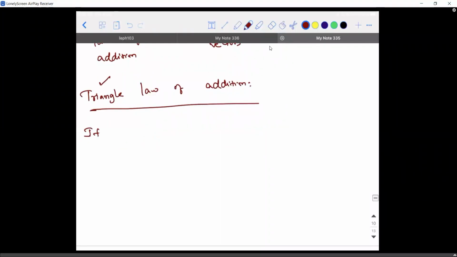Please write down the statement for it. It's very, very important, because you'll be applying it in almost 15 to 20 chapters throughout your physics for 11th and 12th. That's why, write it down.